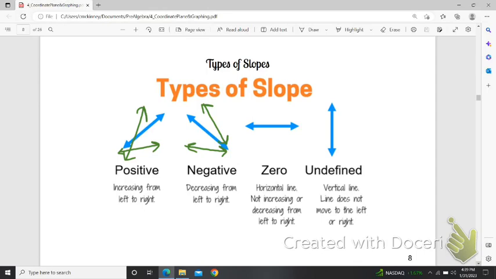Another reason it's undefined is because, remember, slope is rise over run. So the rise might be some number, maybe 5, but it does not go over at all. So the run would be 0. And if you try on your calculator 5 divided by 0, it will tell you there is an error. We cannot divide things into 0 parts. So a 0 in the bottom, if there is no run, no side-to-side movement, that is undefined.